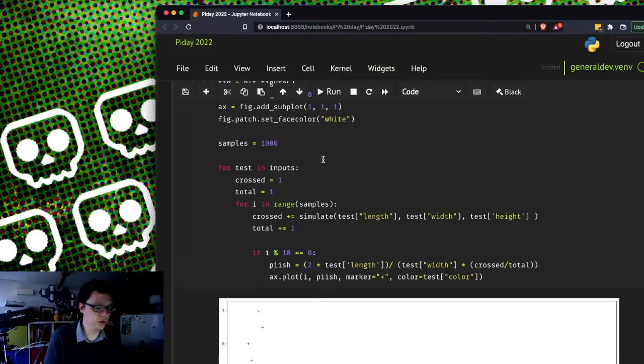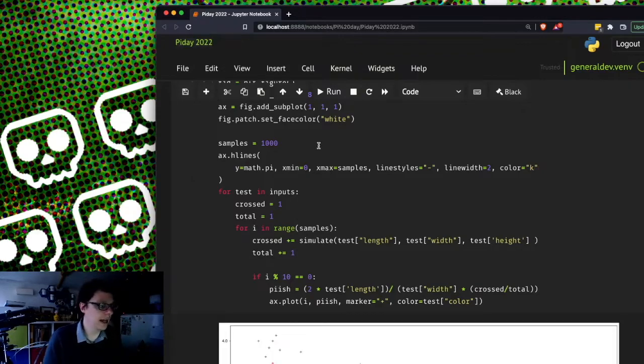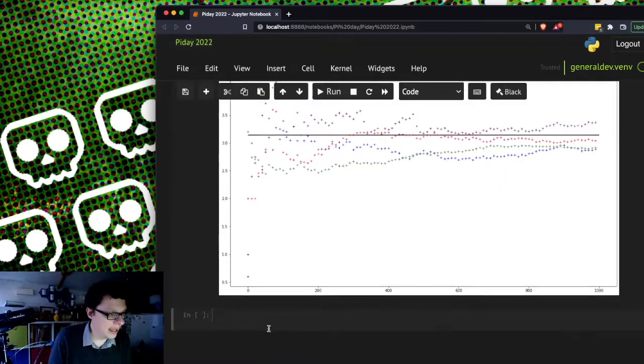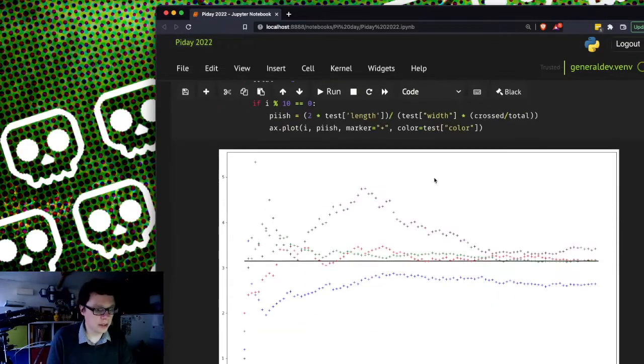If I actually introduce the pi line here as ax.hlines, y equals math.pi, x min equals 0, x max equals samples, line styles equals hyphen, line width equals 2. All this is just matplotlib. Color equals k, make it a black line, obviously k is black. You can see there's where the pi boundary actually is, and these are now getting closer and closer, or they sort of descend towards that pi line. Some are a bit low, some are a bit high. Run that again, get different sets of answers.